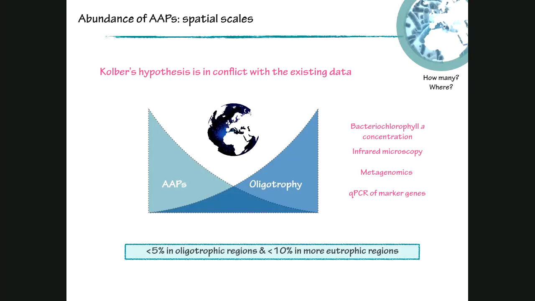So, well, I already showed that Colbert's hypothesis is in conflict with the existing data, and that these cells are more abundant in less oligotrophic environments.